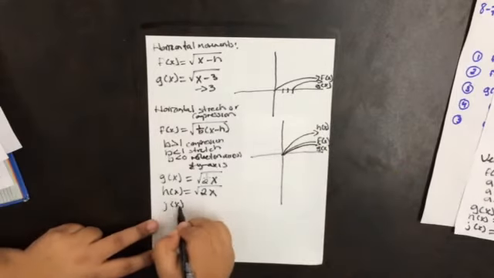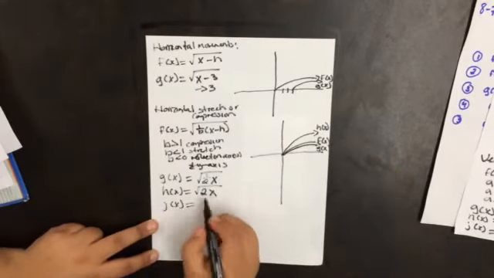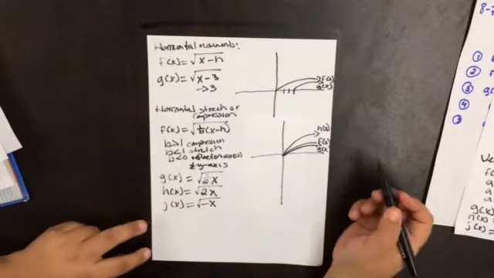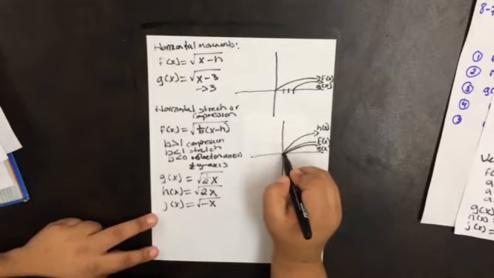So what do we have? G of x, the square root of negative x. Then it's going to be a reflection across the y-axis. So then it's going to look something like this.